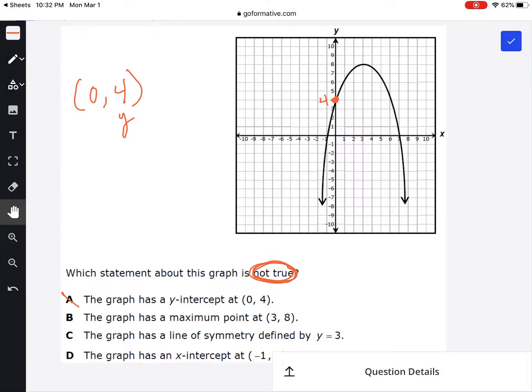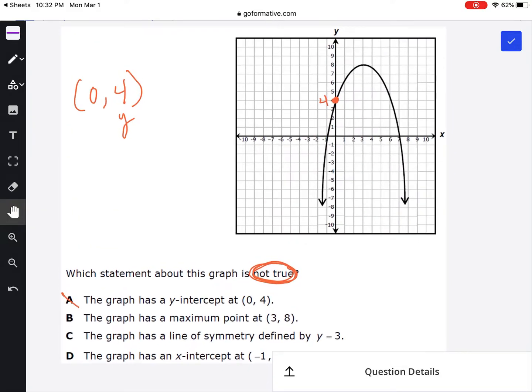Letter B. The graph has a maximum point at 3, 8. What I know about maximum is it's the top of the graph. So this is my max. To get there, we go to the right 3 and up 1, 2, 3, 4, 5, 6, 7, 8. The maximum point is at 3, 8, so that is true. So the answer is not B.